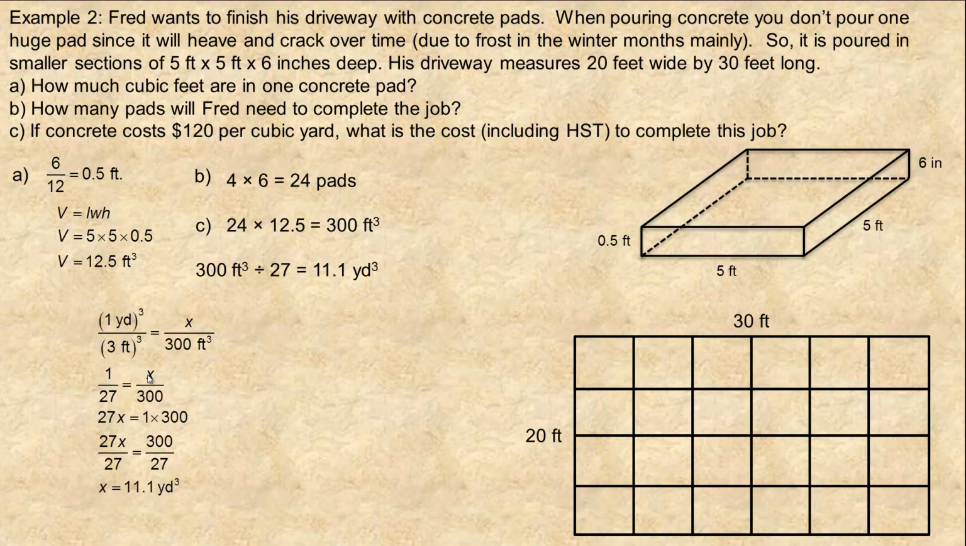And here's my x. So I'm going to cross multiply. So 27 times x would be 27x, and that would equal the product of 1 times 300. So to isolate for x here, I would divide out the 27. So if I divide out the 27, they divide out, and we divide 300 by 27, same thing we did up here, to get 11.1 cubic yards of concrete.